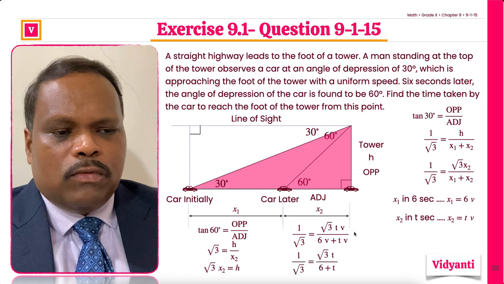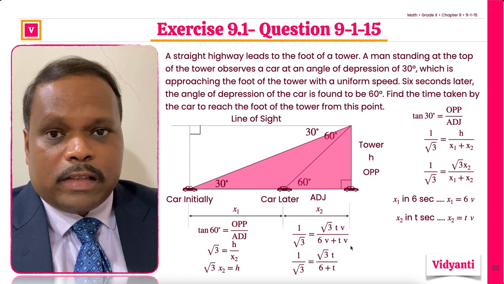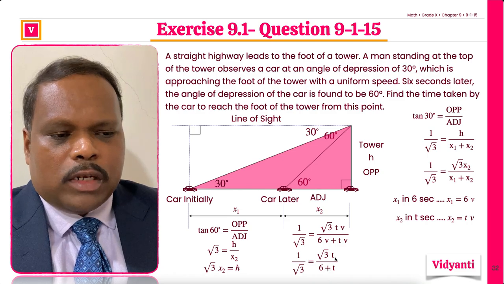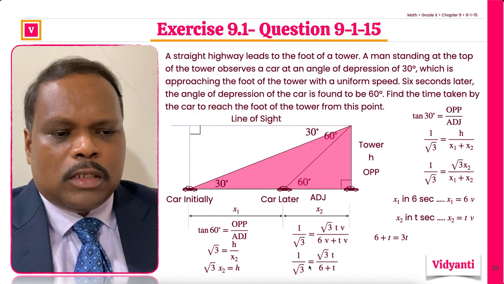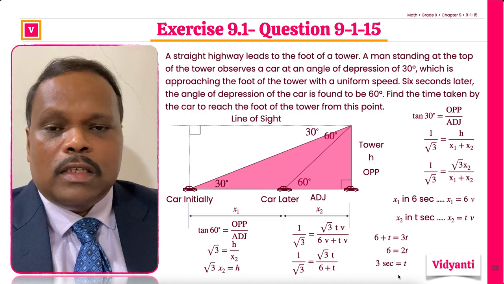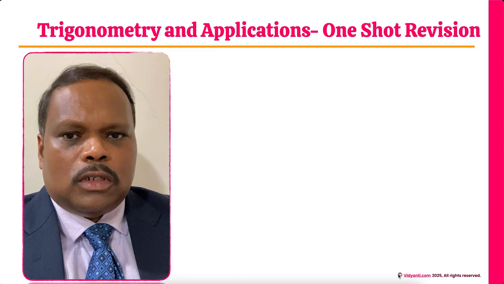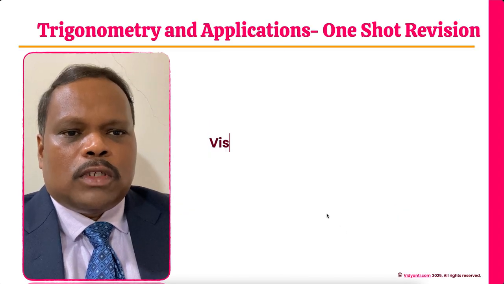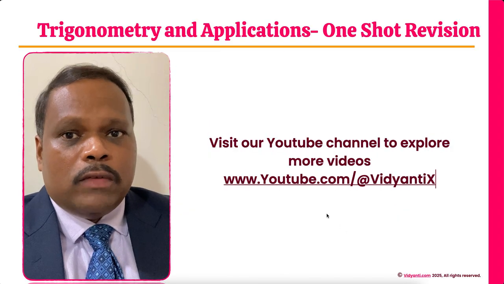So we can take v as constant and cancel them out, and only this will remain. Now we have to find t. So cross multiplication: 6 plus t is equal to root 3 times t, which is 3t, and from there we can get t is equal to 3 seconds. So this was a quick revision.